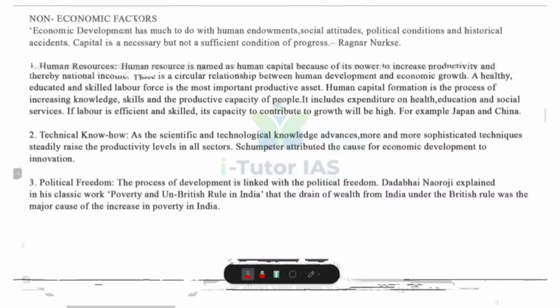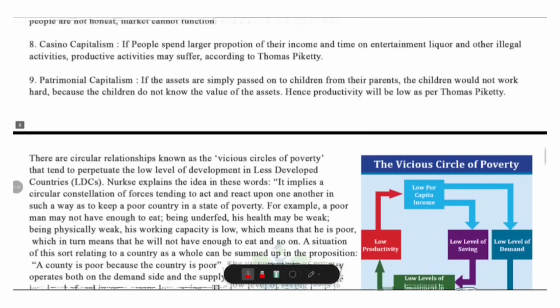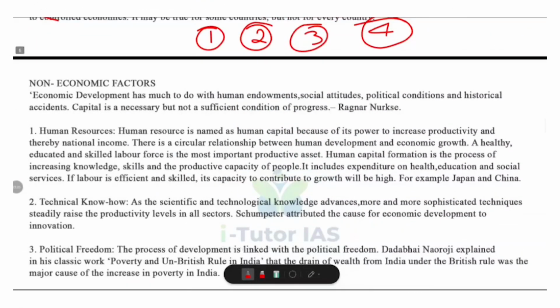Okay. Now let's move to the non-economic factors. So far we have discussed the economic determinants of development. But remember this very important line by economist Ragnar Nurkse. He said that economic development has much to do with human endowments, social attitudes, political conditions, and historical accidents. Capital is necessary but not sufficient. This means that just having money, factories, or resources is not enough. A country also needs strong human resources, good governance, technology, and a supportive society.